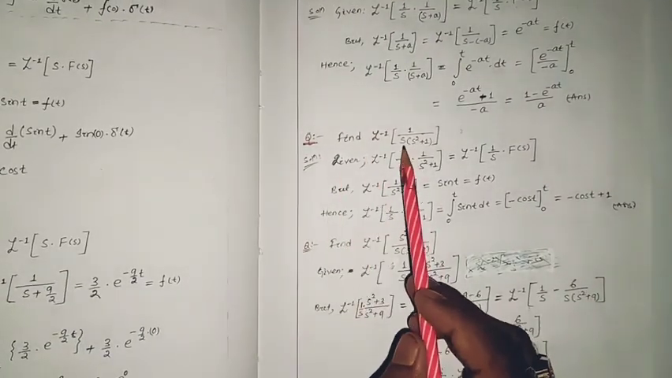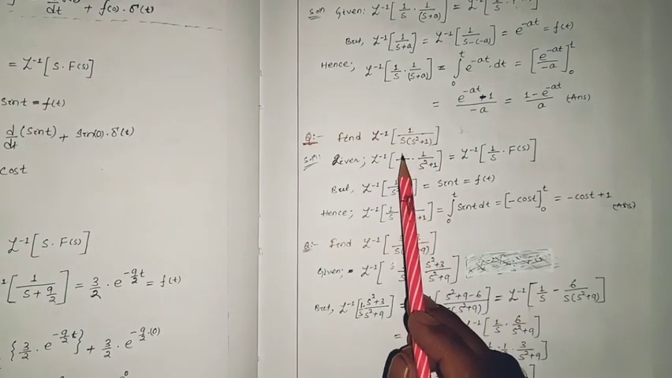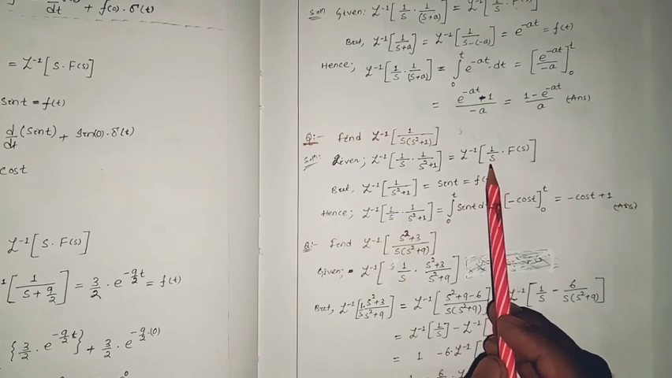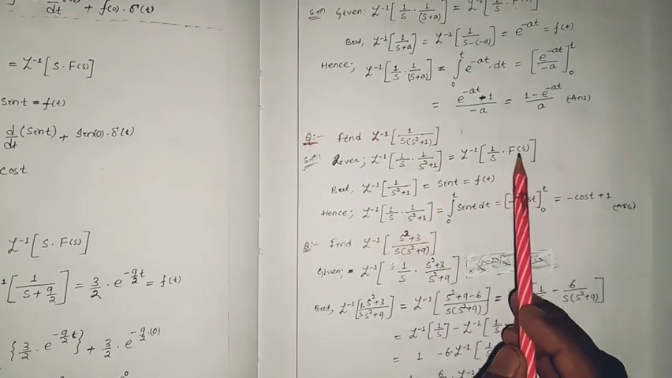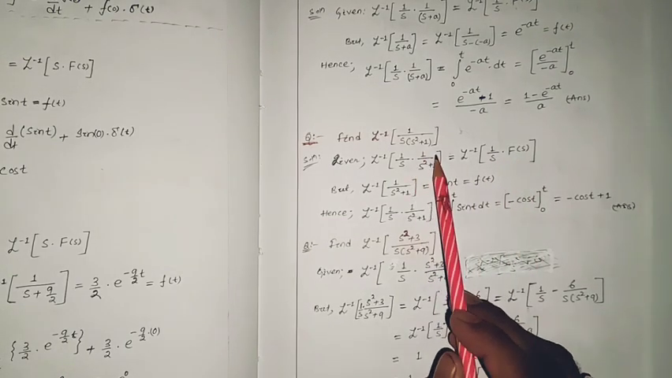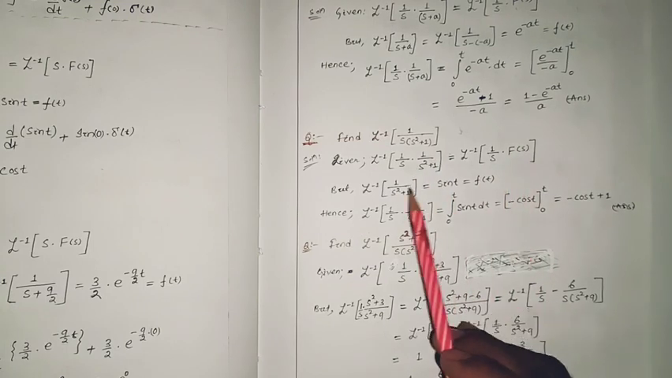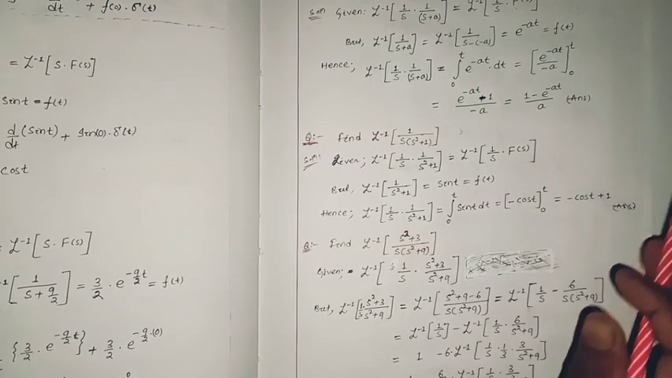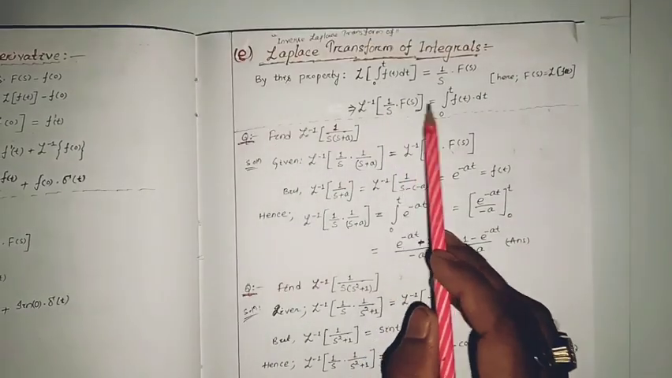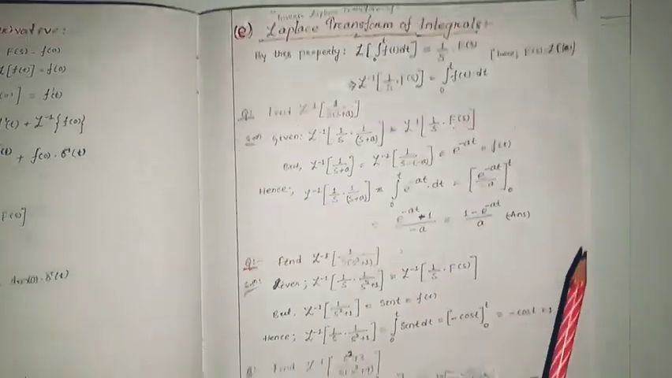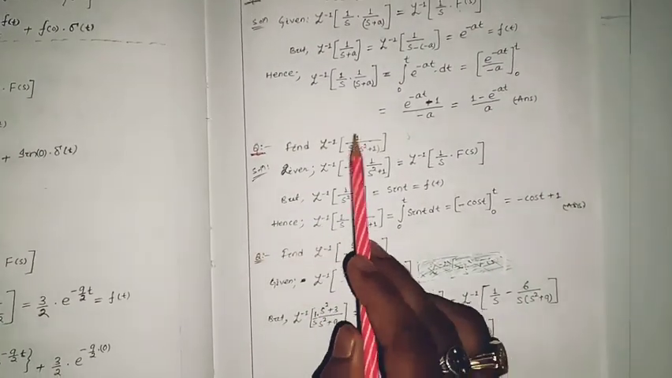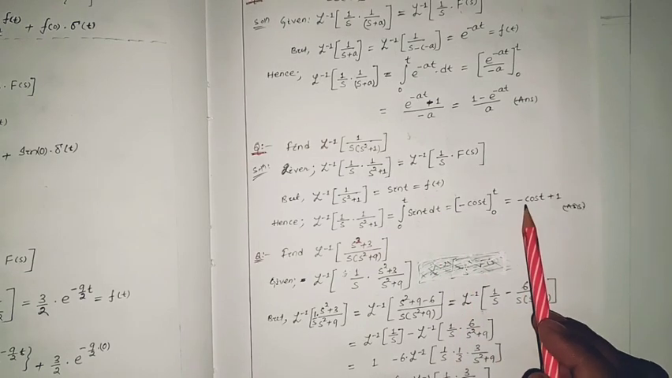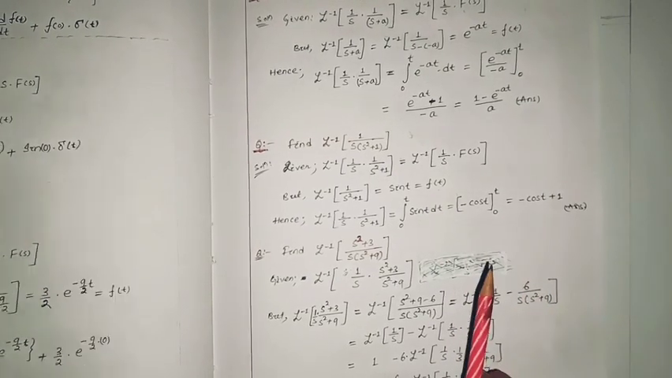Now likewise, another question: 1 by s into (s square plus 1) can be written as 1 by s into 1 by (s square plus 1). Inverse Laplace transform: 1 by s into, this is your capital F of s. So the inverse Laplace transform of 1 by s square plus 1 will be equal to sin t, which is your f of t. According to this property, 1 by s times F of s will be equal to the integral from 0 to t of f of t dt. So the inverse Laplace transform of this one will be the integral from 0 to t of sin t dt, which equals minus cos t plus 1. That is your answer.